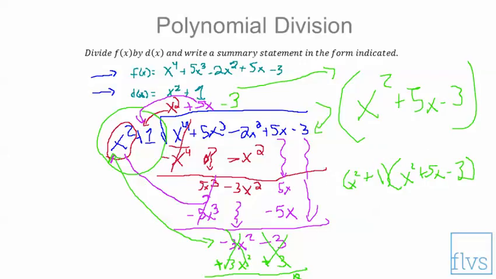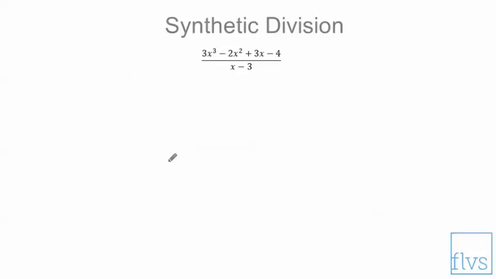Polynomial long division can be a little tricky, so make sure that you check out additional examples if you need more help with those. Because then comes the next one, which is fairly easier. It's synthetic division. The way synthetic division works is you take the first term, the one that's being divided, and write the coefficients out. So we've got 3, -2, 3, -4.